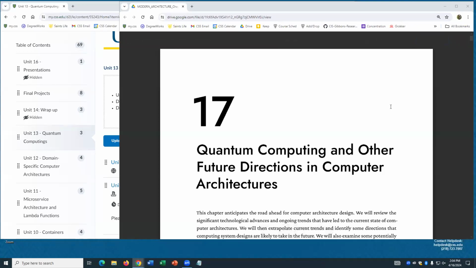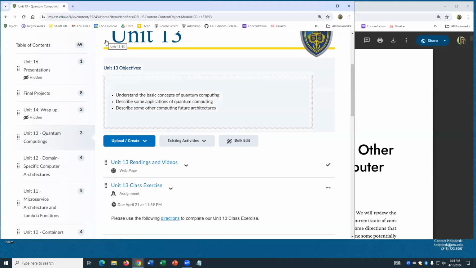Okay. All right, so today we're going to do unit 13. It should be available now. I just noticed it was hidden until just recently, so you may have to refresh that.